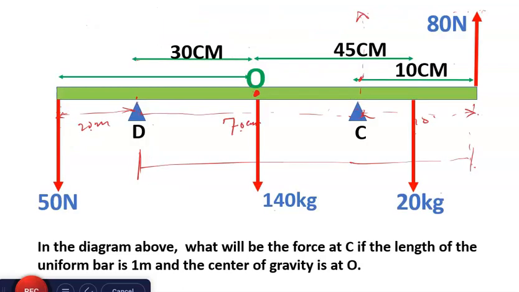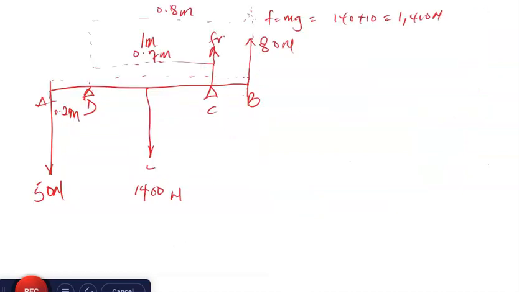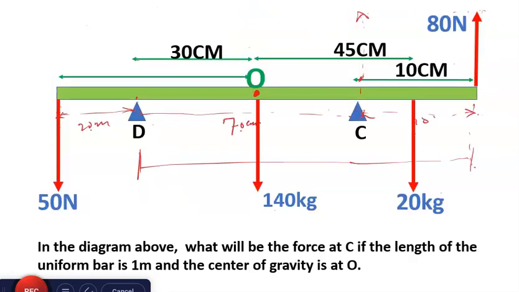I think the last force is 20 kg, and I can convert 20 kg also to newtons, which will be 20 times 10, which is 200 newtons. Let's draw that first. Okay, which is 200 newtons. Then let's calculate the perpendicular distance between the 20 kg and D.